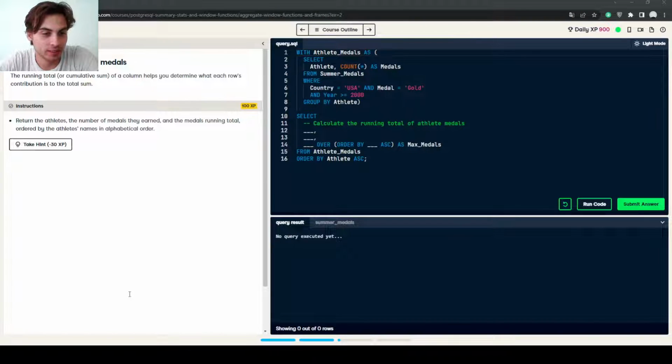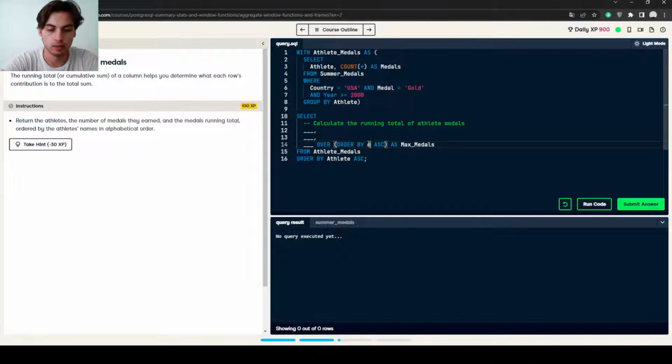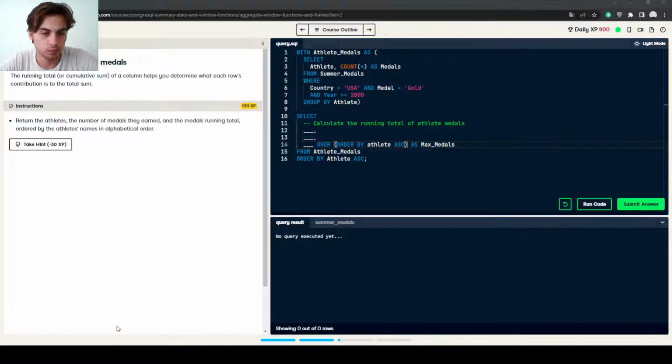Так, хорошо. Return the athletes, the number of medals they earned and the medals running total, ordered by the athletes' names in alphabetic order. Ну, хорошо. То есть alphabetic order это у нас сразу атлеты здесь пишем. Атлеты. Что ты там написал? Если хорошо подумать, сделаю. А и нечего там думать тебе. Все. Сейчас я сделаю сам.